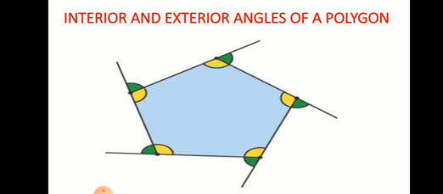So the first one we are taking is the pentagon. We'll be using pentagon to illustrate other polygons. If you look at this shape, this is a pentagon with 5 sides, and the yellow angles are the interior angles, while the green angles are the exterior angles.